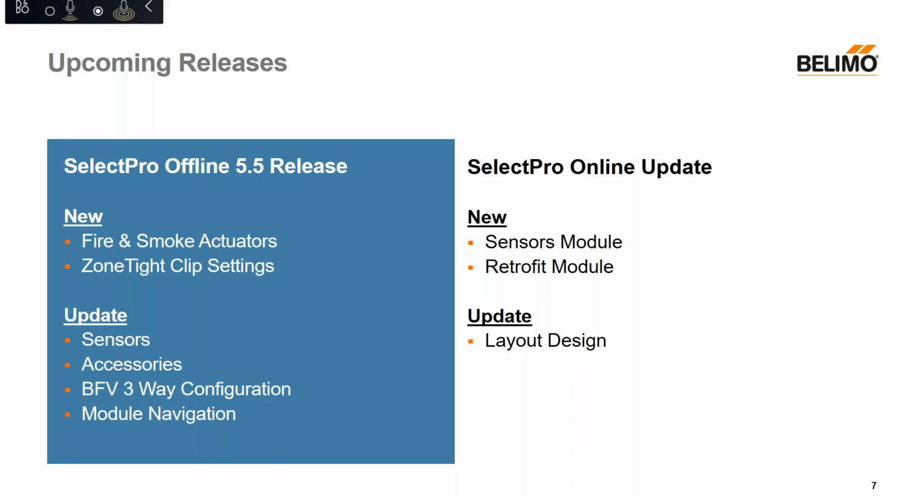We're going to be updating the sensors module to have more competitor data and additional filtering options to help narrow that search even more. We're going to update all the accessories in SelectPro to make sure that every product you choose has the most relevant accessories applicable to that product. The butterfly valve's 3-way configuration is going to be getting a little more detailed, and some of the module navigation is going to have additional buttons so that you don't have to hit the drop down at the top to find your module. It'll be already on screen. They'll be static, they won't be moving, and you'll be able to toggle back and forth between the modules more easily.